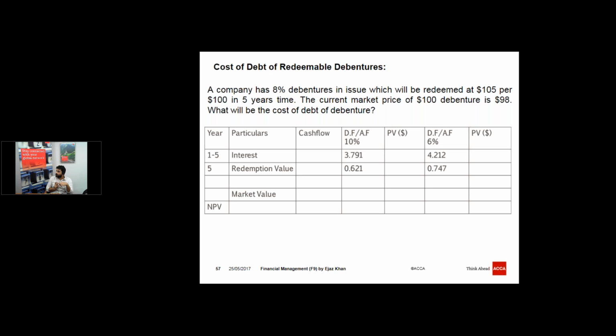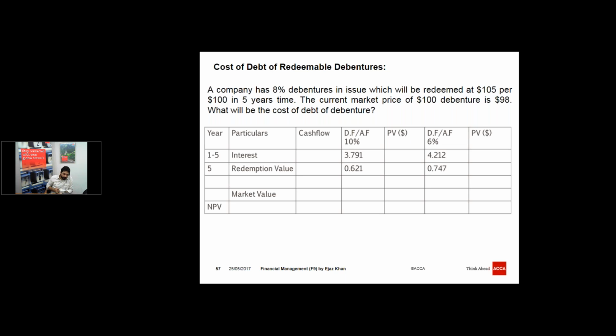Can debt to equity be more than 100? Yes, it can be more than 100. If your debts are more than your equity, definitely it will be more than 100. Yes, Simran, it will be assumed to be 100.